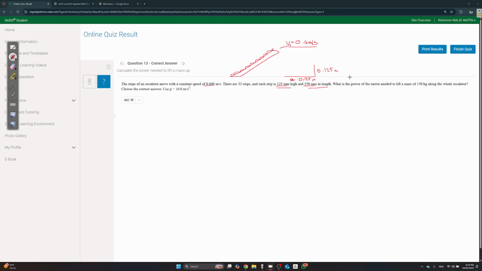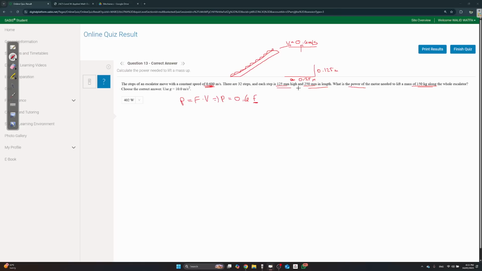So what do we need to know here? They're asking what's the power needed to lift a mass of 150 kilograms along the whole escalator. So we want power. We have the velocity actually. Remember, P is equal to F times V. We have the velocity, so P is equal to 0.6 F. So the only thing we're missing right now is this force, so that we can figure out what the power is. So what is the force needed to lift a 150 kilogram object at 0.6 meters per second up all of this? So let's take a look.